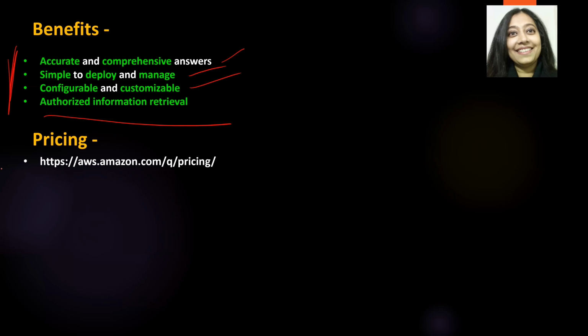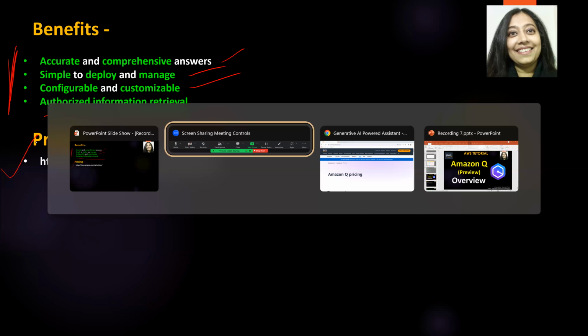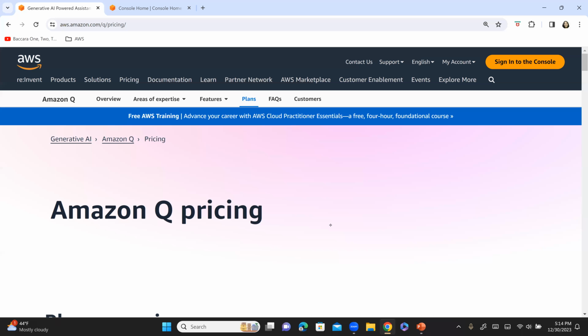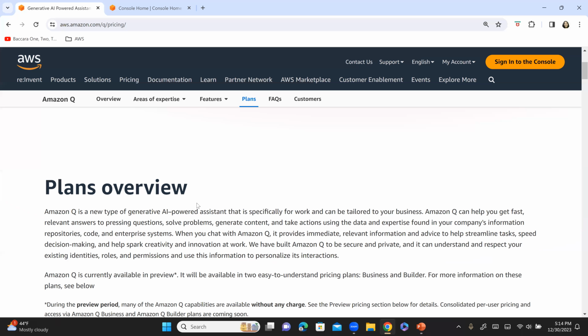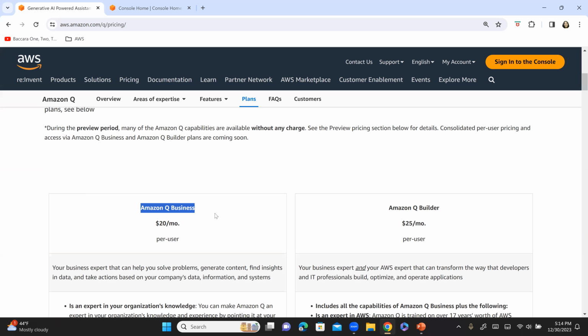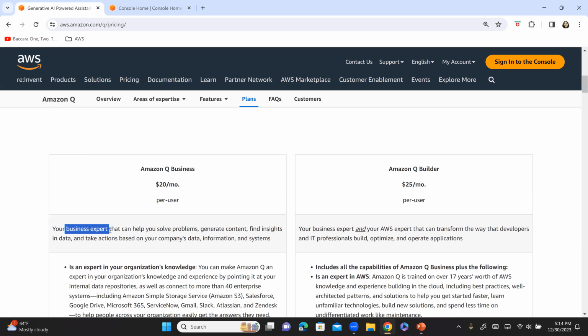Now let's look at the pricing. This is the pricing right now when I'm recording this video, but whenever you plan to use this service, please look at the latest pricing because it keeps on changing. So this is Amazon Q pricing, and these are the two plans. You can see Amazon Q Business, which is for business users.